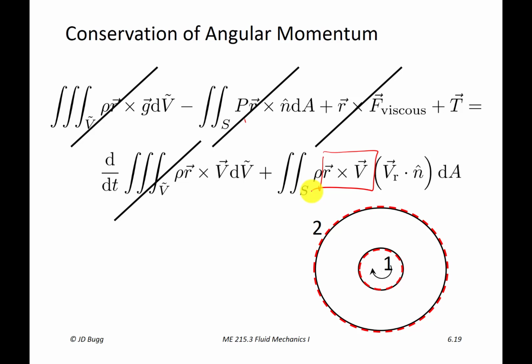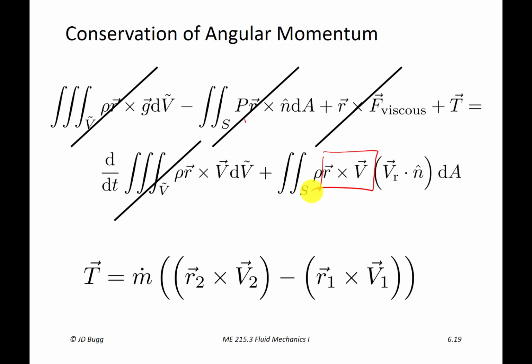So with all of those assumptions applied to conservation of angular momentum, we get this. So torque is the only term left on the left-hand side, and that has to be balanced by the mass flow rate times R cross V at the exit, which we labeled 2, minus R cross V at the inlet, which we labeled 1. So notice that because there's just a single inlet and a single exit, the mass flow rate has been factored out here because it's the same for both of them.